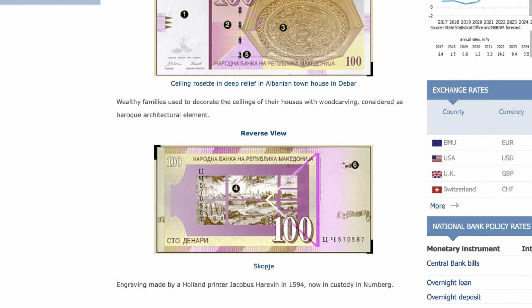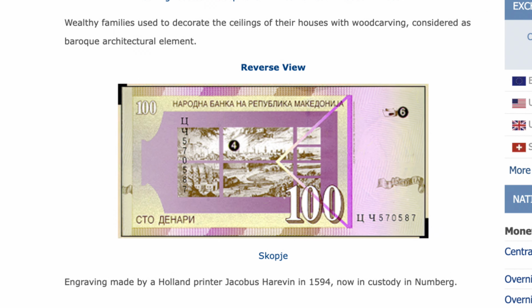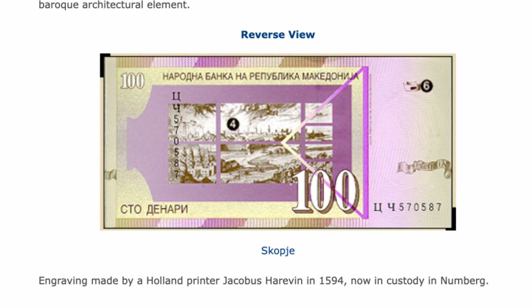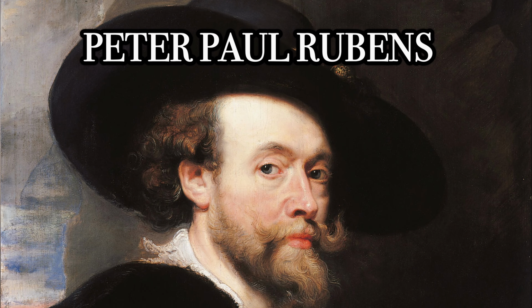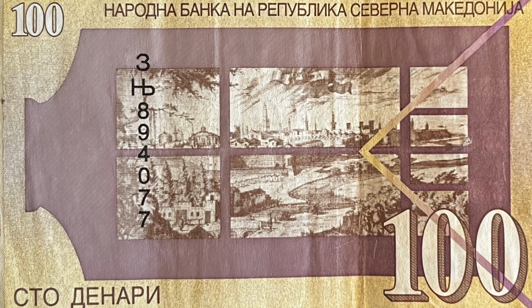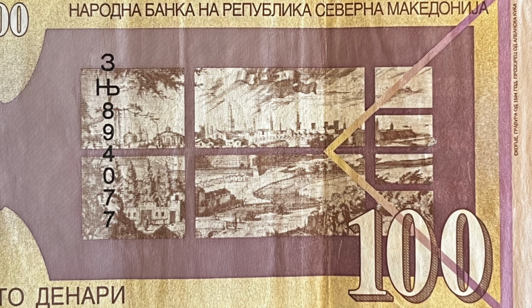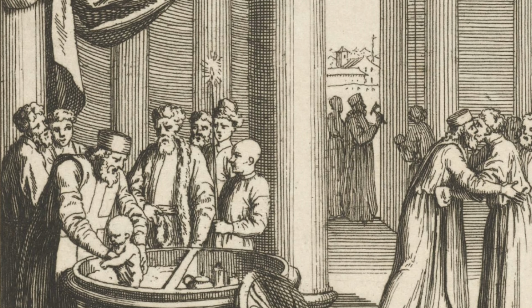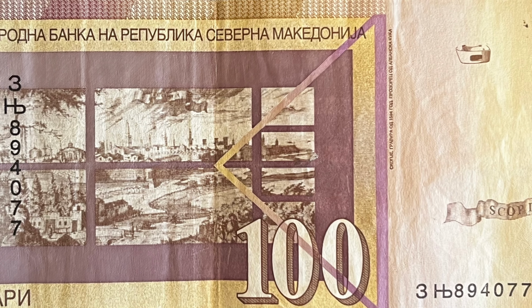It describes it as an engraving of Skopje from 1594, but attributes it to the famous Dutch engraver Jacobus Harabin, who is best known for the two engravings he made of the house of the famous artist Peter Paul Rubens. This is where the problem begins. Yes, the city shown in the image is indeed Skopje, but the engraving is credited to Harabin, yet he was baptized only in 1660, so it would have been impossible for him to create this engraving in 1594 as the banknote suggests. That raises an obvious question.